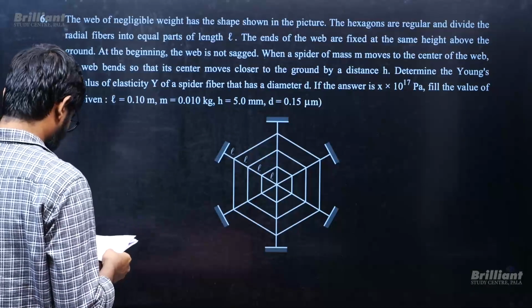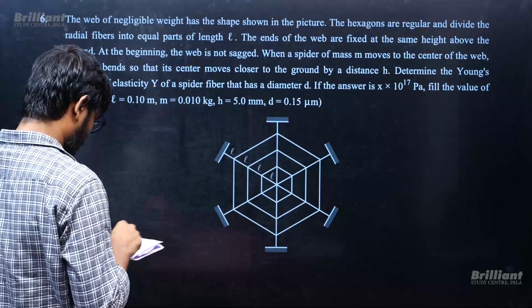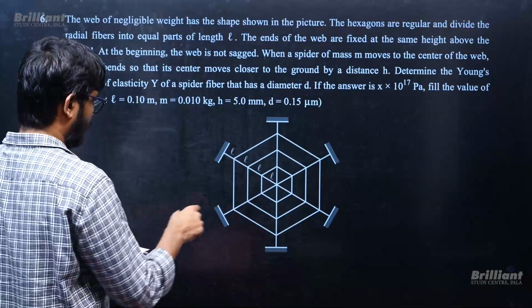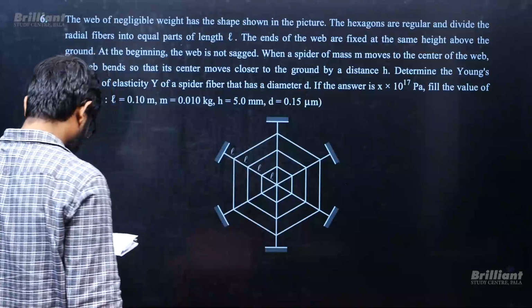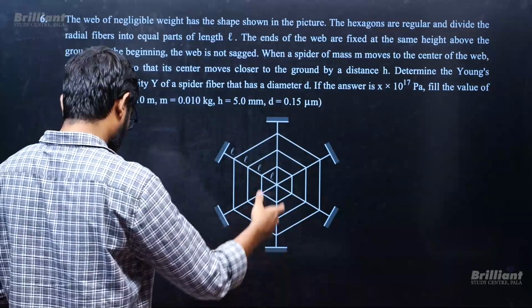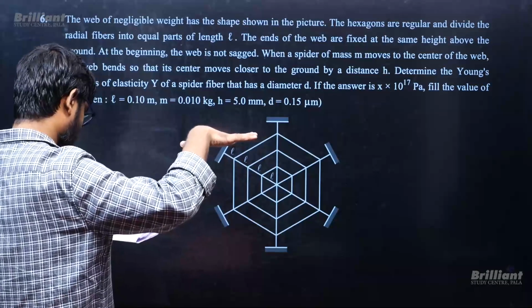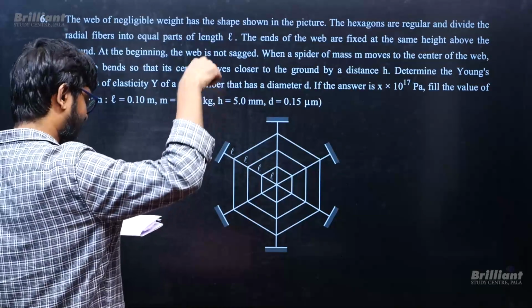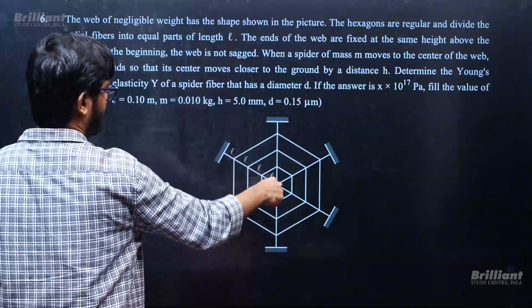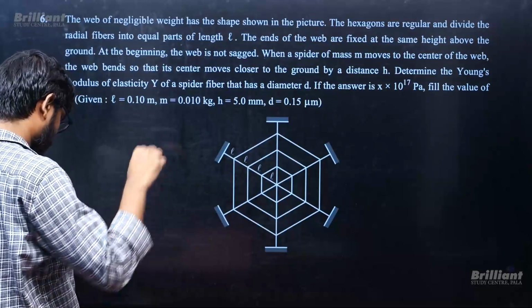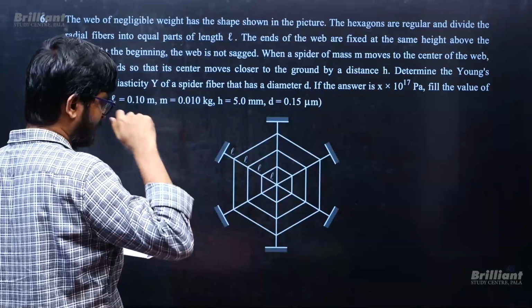The next question goes like this: the web of negligible weight has the shape as shown in the picture. The hexagons are regular and divide the radial fibers into equal parts, L, L, L, L. The ends of the web are fixed at the same height above the ground. At the beginning, the web is not sagged. When the spider moves towards the center of the web, the web gets sagged, so that it moves closer to the ground by distance h.